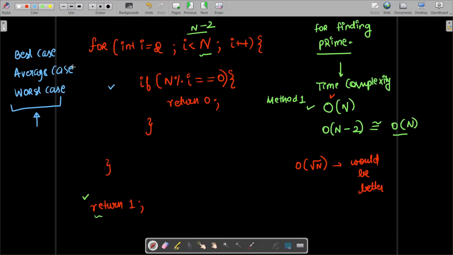So what do you think? What is the best case in this algorithm of checking the prime?